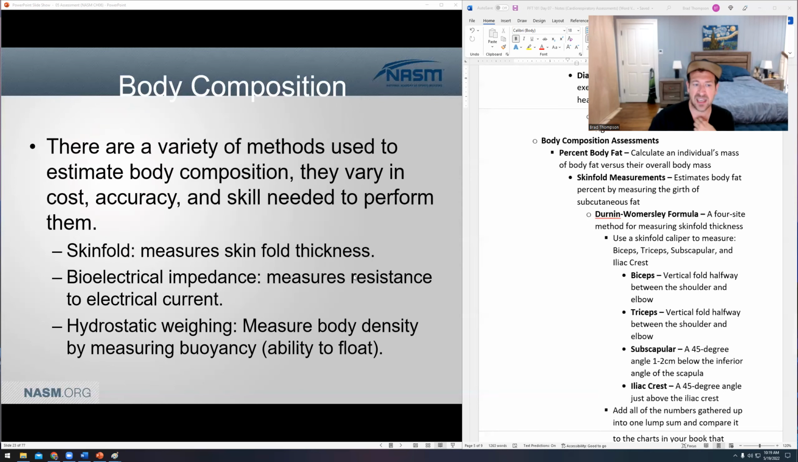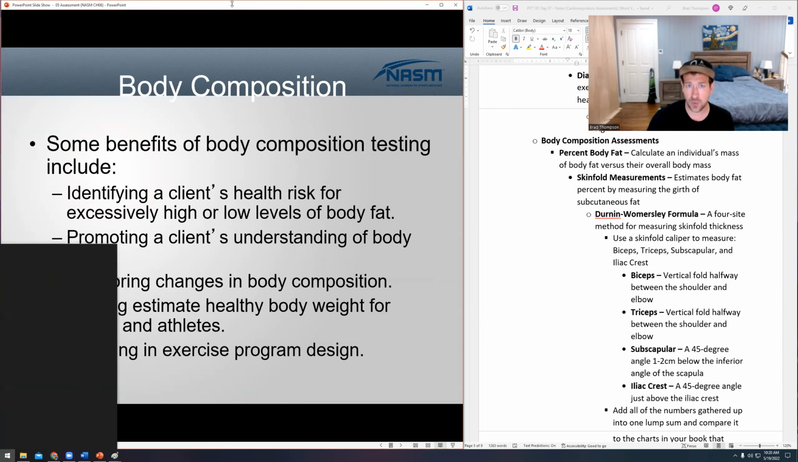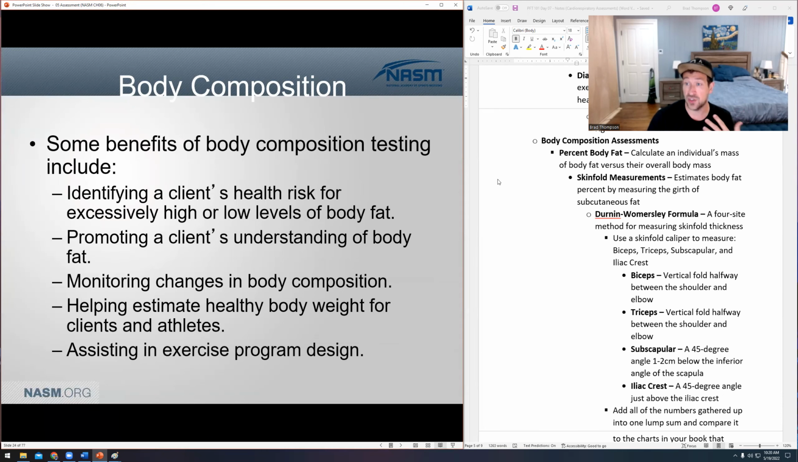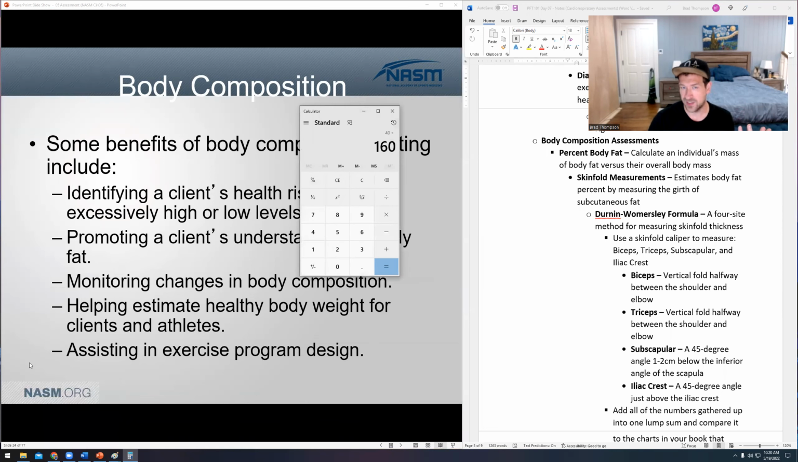First off, definition wise, your percent body fat is the amount of fat mass that they have versus their overall body mass. So if they weigh 200 pounds and you find that they have 20% body fat, that's going to indicate that they have 40 pounds of fat mass and 160 pounds of lean mass, right? So 40 divided by 160.